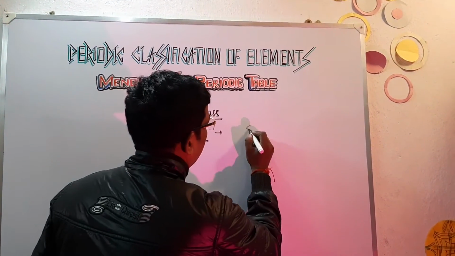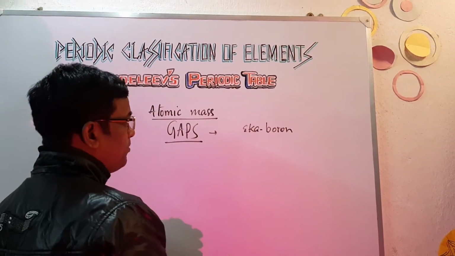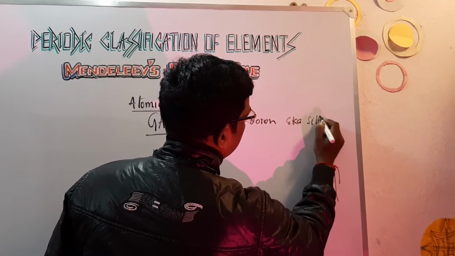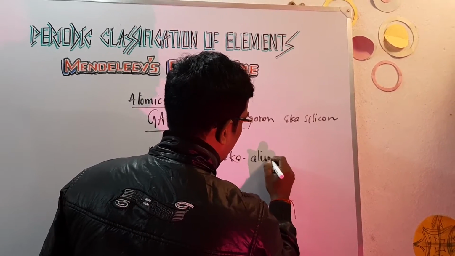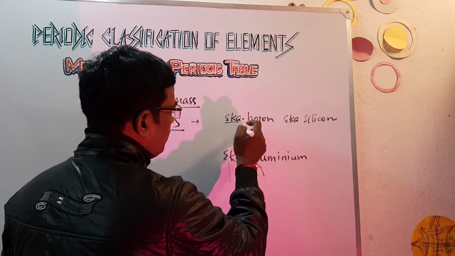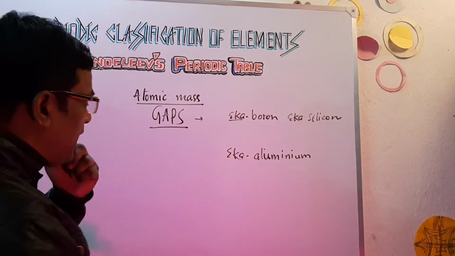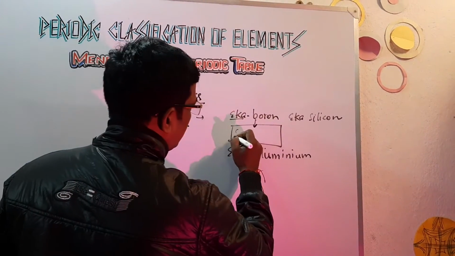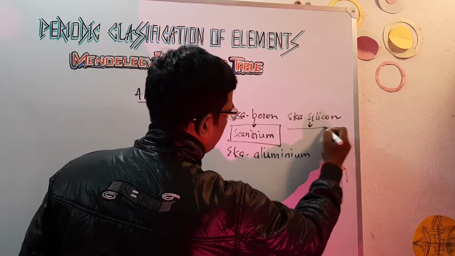For example, Eka-boron was not discovered at his time, so he left that gap after boron as Eka-boron, Eka-silicon and Eka-aluminium. Let me explain what is the meaning of Eka here. Eka means the position, the first position after boron. The first position immediately after boron in the same group was left blank, and later on it was found to be nothing but scandium. When it was discovered, it was found to be scandium.